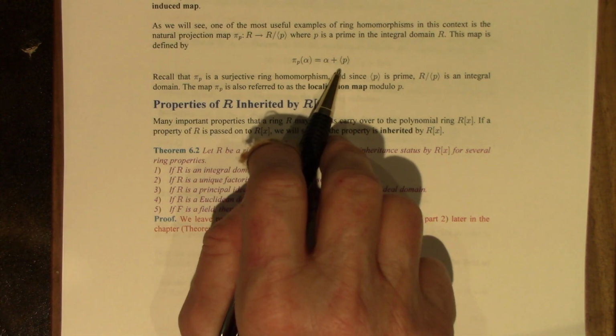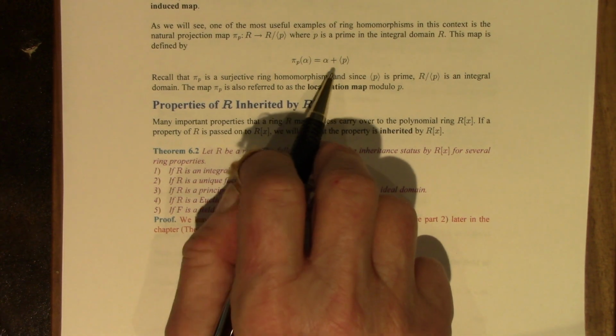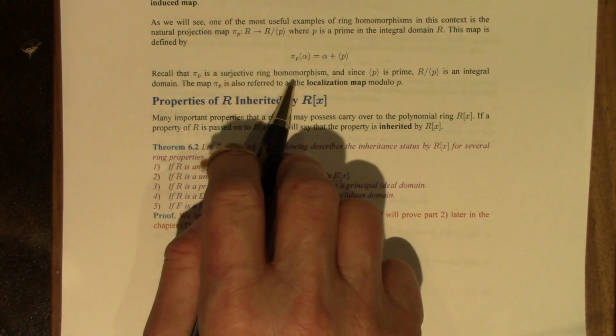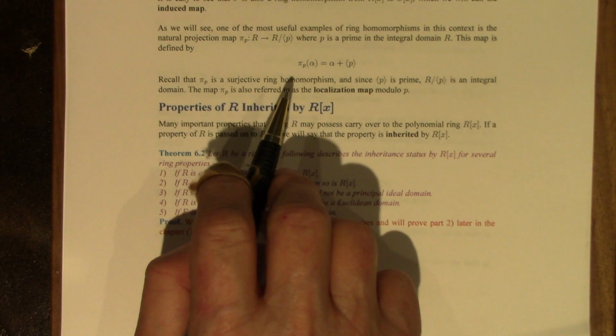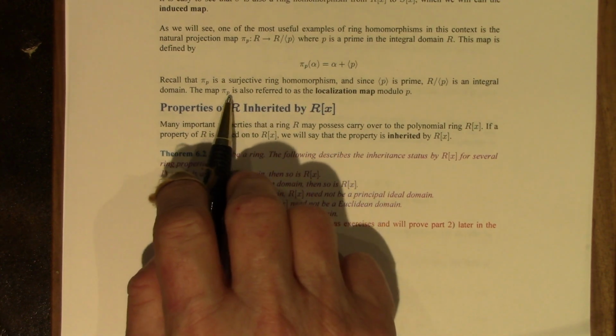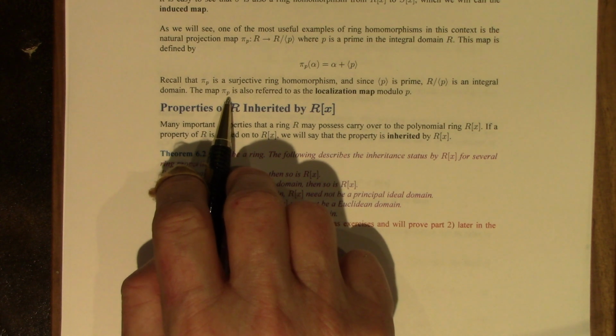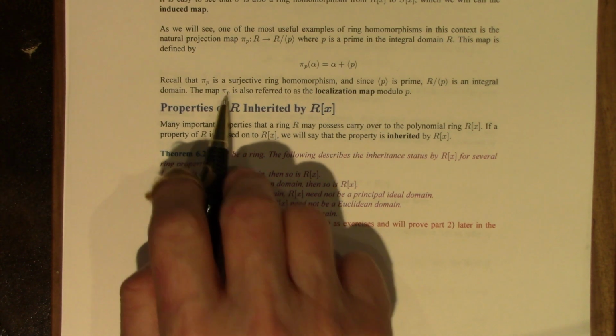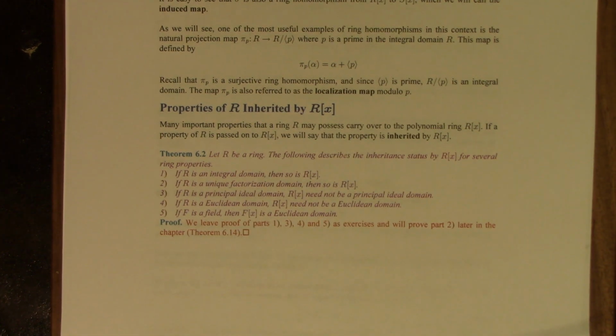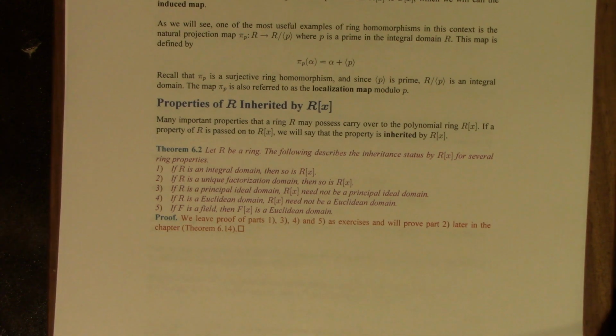This is how the projection map is defined. We've talked about it before. It's a surjective ring homomorphism. And the map in this context, pi sub p, is referred to as the localization map modulo p. And we'll have a very important use for this in the proof of Gauss's lemma coming up a little bit later.